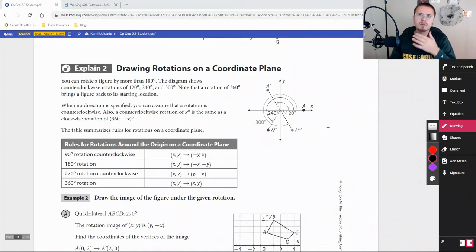So the way that this book tends to do things is it gives us a conceptual understanding, and then we go a little further and build out into these rules and methods to perform the work a little quickly. But it is really important to make sure that we understand how it looks, because if you can't visualize it, again, I'll say it again, you're pretty useless when it comes to being able to describe and understand things. So you can rotate a figure more than 180 degrees. This diagram is showing what happens if you go 120 degrees, 240 degrees, 300 degrees. Notice the different rotations. Each one goes a little further.